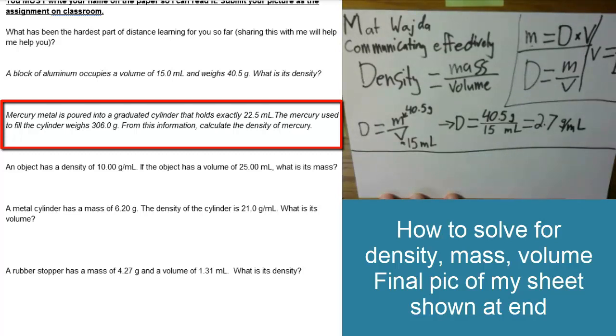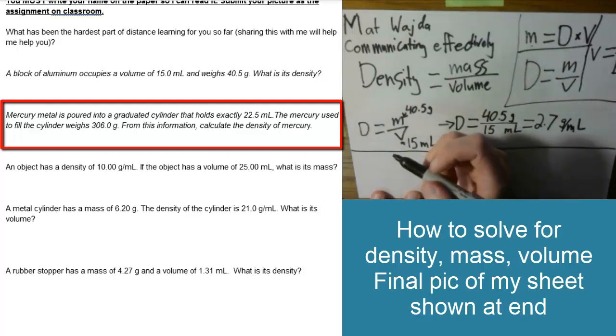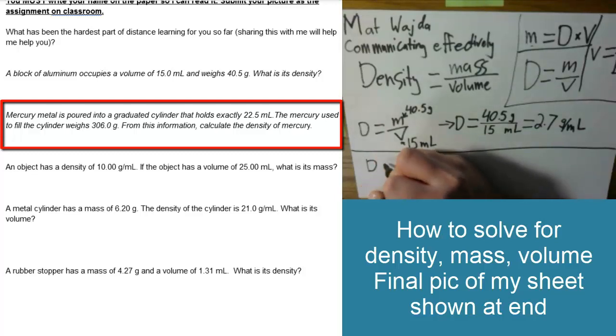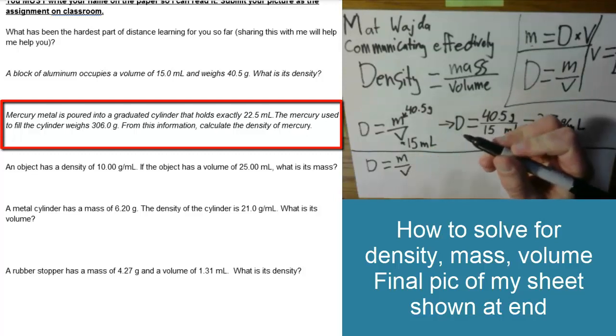Okay, well, your first question should be, what are we solving for? So take a second and try and figure that one out. Okay, hopefully you came up with density, because it says calculate the density of mercury. So if what we're doing is calculating the density here, we're going to be just plugging in the mass and the volume. So again, we're doing the same type of problem as before. Density equals mass over volume.